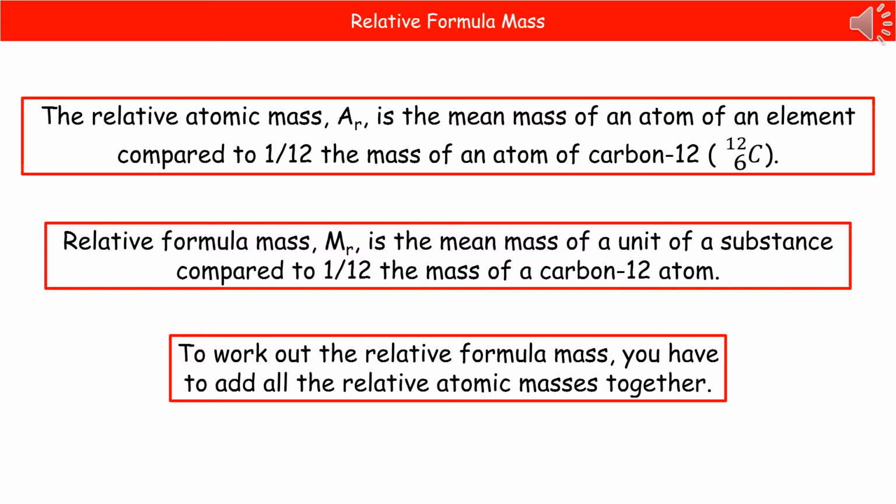The relative formula mass is the mean mass of a unit of a substance compared to 1/12 the mass of carbon-12. And to work out that relative formula mass, we add all the relative atomic masses from the periodic table together for the particular compound we're looking at.